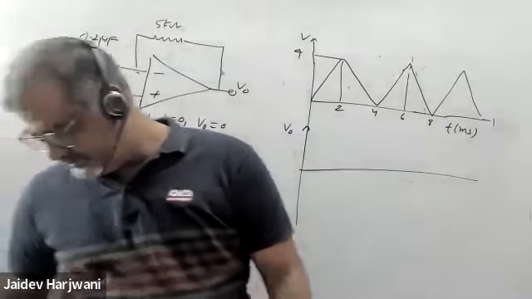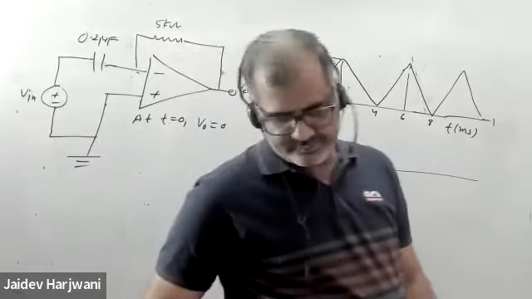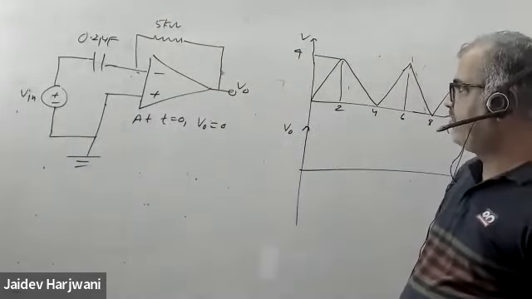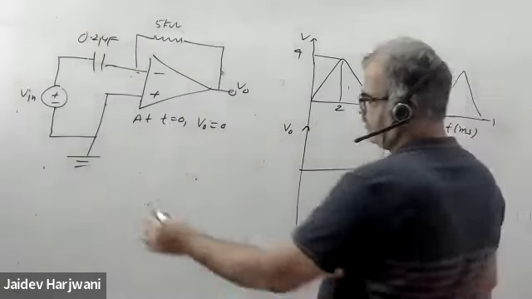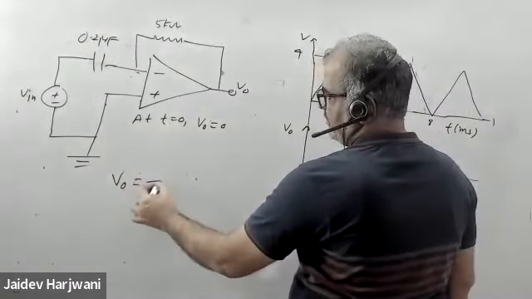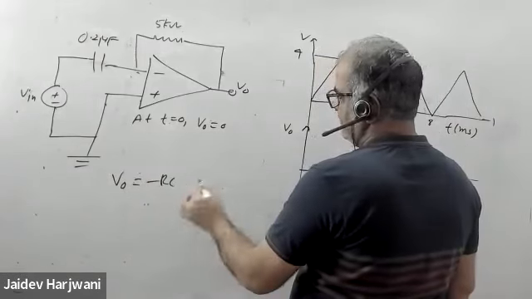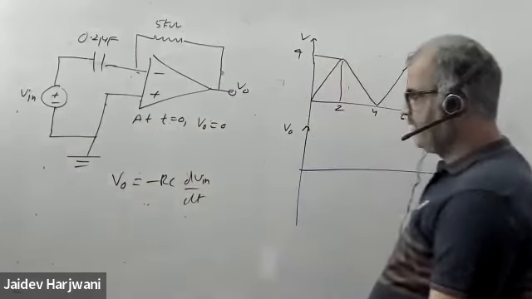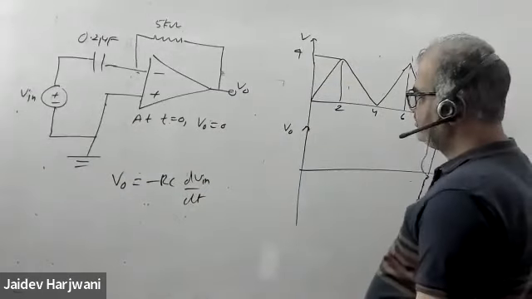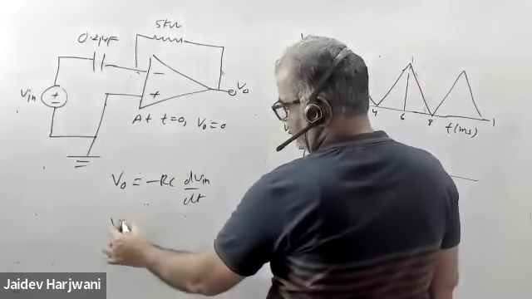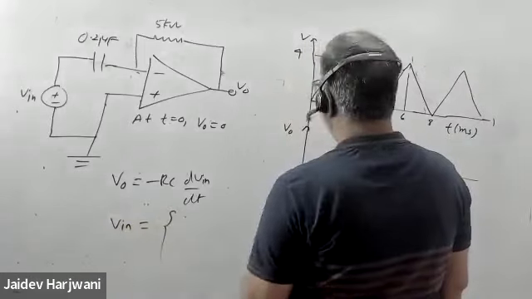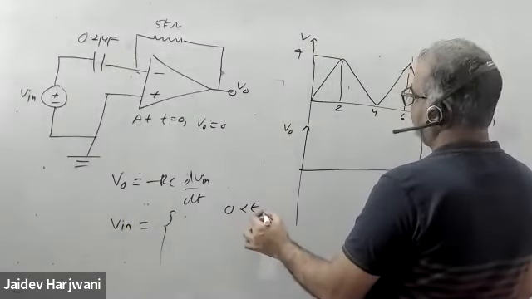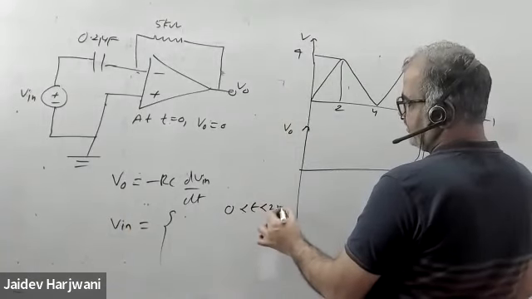What will the output be? You already know the output will be a straight line. The output will be minus RC dV input by dt. Now what is V input? Say for 0 to 2 millisecond.